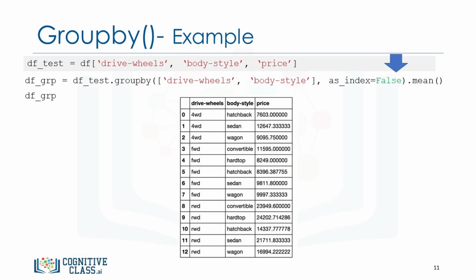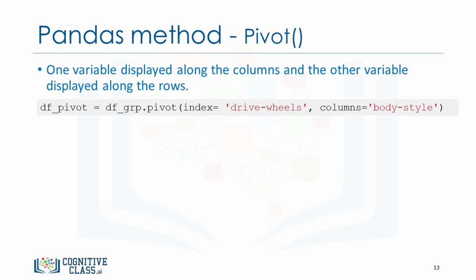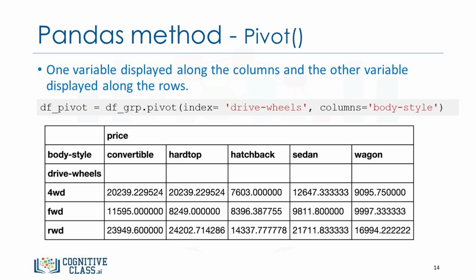To make it easier to understand, we can transform this table to a pivot table by using the pivot method. In the previous table, both drive wheels and body style were listed in columns. A pivot table has one variable displayed along the columns and the other variable displayed along the rows. Just with one line of code and by using the Pandas pivot method, we can pivot the body style variable so it is displayed along the columns and the drive wheels will be displayed along the rows. The price data now becomes a rectangular grid, which is easier to visualize. This is similar to what is usually done in Excel spreadsheets.